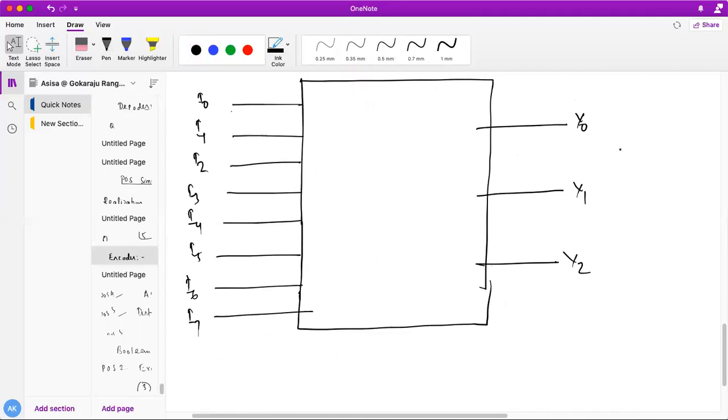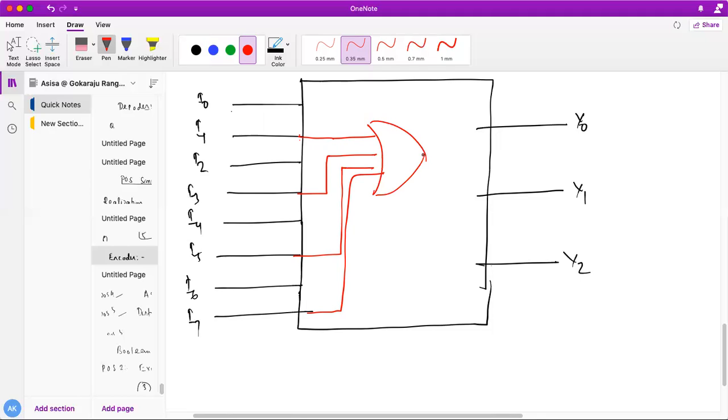So what will it do? It will take I1, I3, I5 and finally I7. It will perform the OR operation and give you Y0. This will be my circuit. Similarly, it takes 3 OR gates like this: for Y1 one more OR gate, for Y2 also one more OR gate.